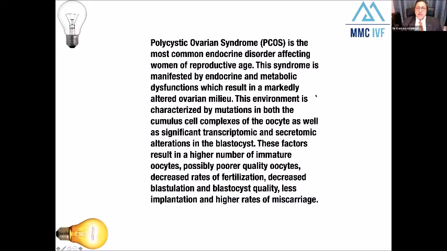Please try to understand that PCOS, or polycystic ovarian syndrome, is an endocrine disorder. It's a hereditary disorder, probably transmitted through the maternal side of the family. This syndrome is manifested by endocrine and metabolic dysfunctions, which markedly change the ovarian environment. Essentially, these medical terminologies mean that the eggs produced in polycystic ovarian syndrome patients have a higher than normal incidence of chromosomal abnormalities or genetic abnormalities.